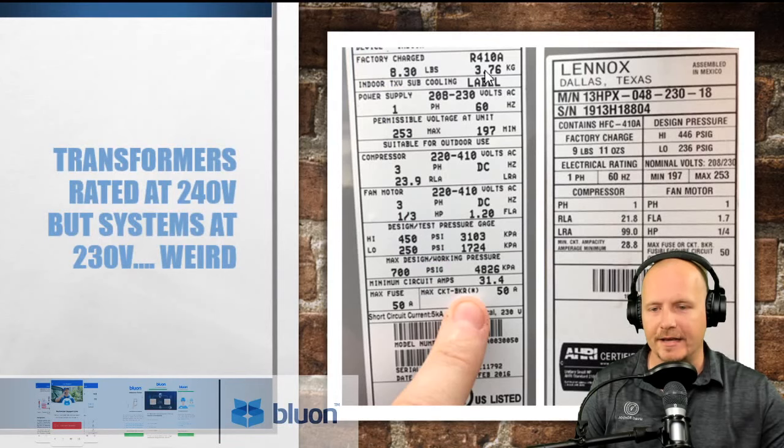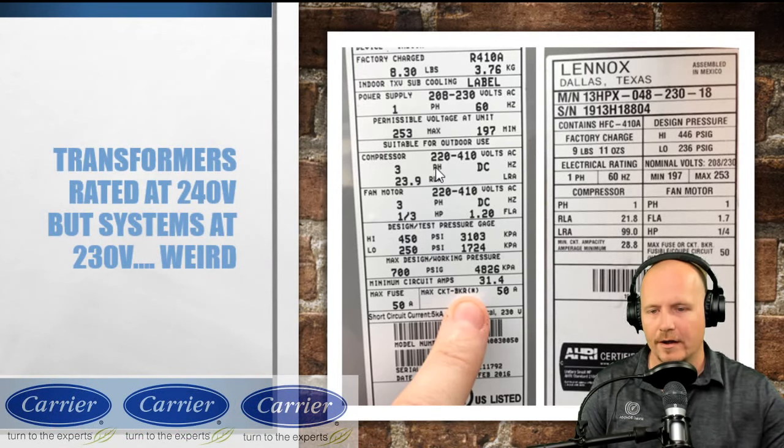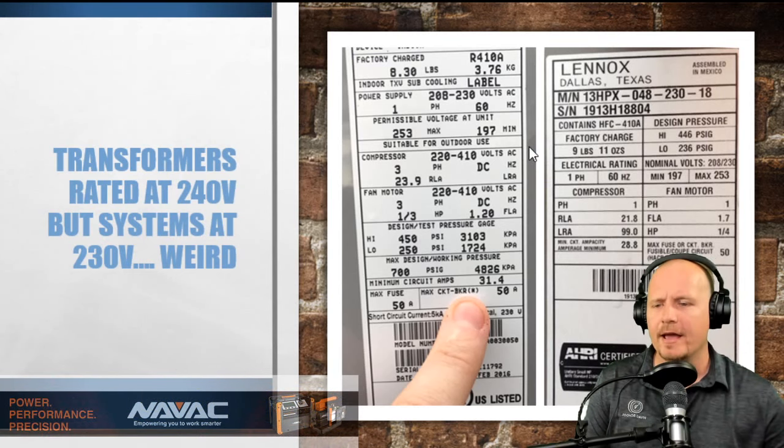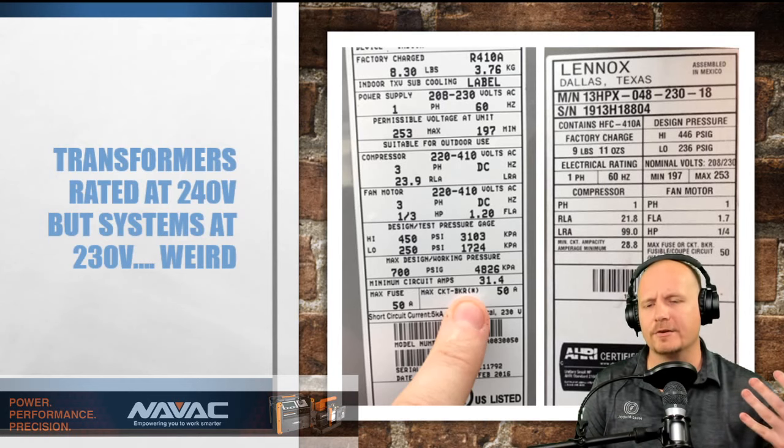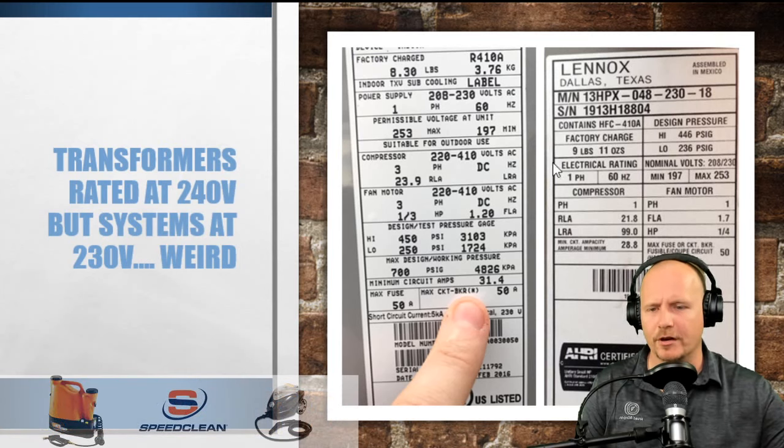But what's interesting is that the equipment itself is actually rated at 230. You see 230 here. Well, that's the compressor, but 230 here. This is a 230 volt. So they rate equipment at 230, and they rate transformers at 240, which is an interesting reality when they talk about over voltage and under voltage, and what ends up happening in a lot of cases.